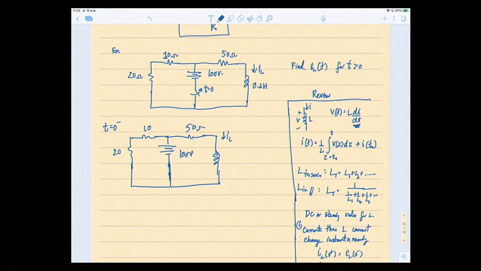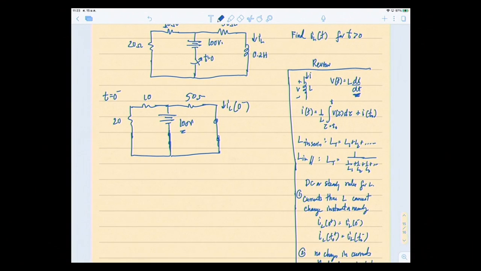It says this is DC, and it's been like this for a long time. We assume the inductor is fully energized, so it acts like a short circuit, and you have to find IL at 0 minus. So this is your picture. Right away, you should be able to get this answer. So what is IL at 0 minus?